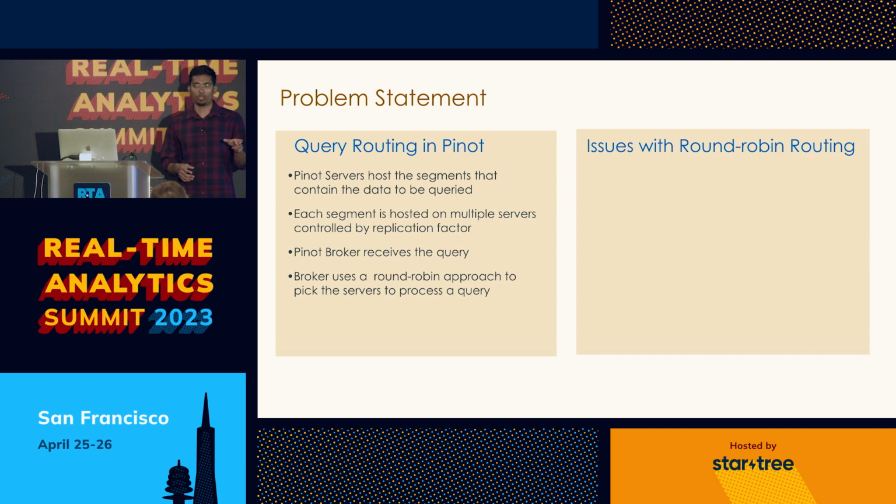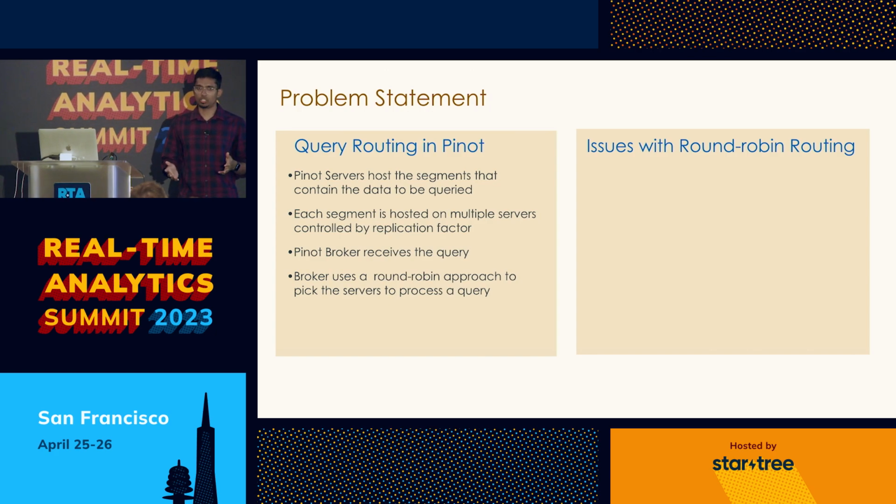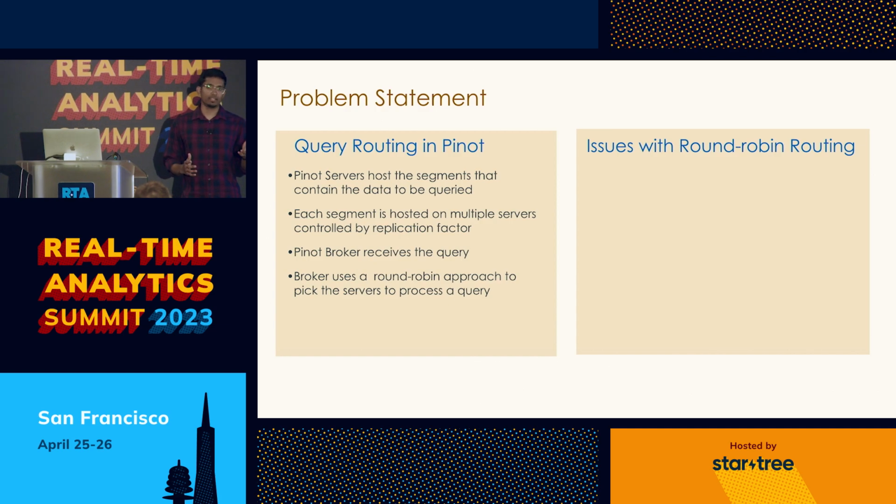Each segment that we are talking about here is hosted by multiple Pinot servers, and the number of replicas is governed by something we call a replica group or a replication factor that you can set dynamically in the table config. When a Pinot Broker receives a query, it is going to pick one of these replicas to route the query to, and the algorithm that it uses today is a very naive round robin approach, and we have it that way to keep it as lightweight as possible. But therein lies the actual problem that we are trying to solve here.